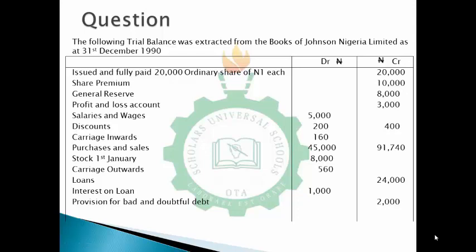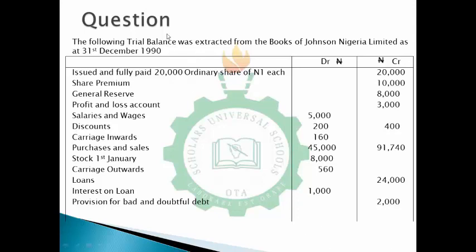So this is a question on company accounts. The question goes as, the following trial balance was extracted from the books of Johnson Nigerian Limited as at 31st of December 1990. So we're given a trial balance to be this.